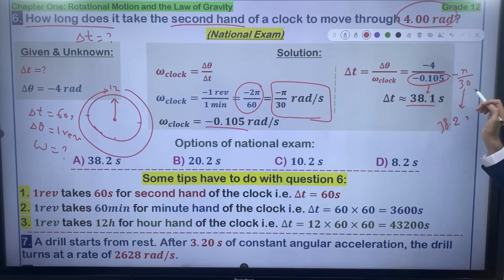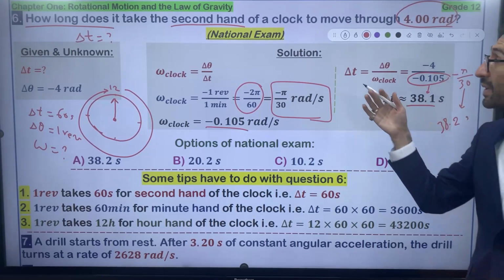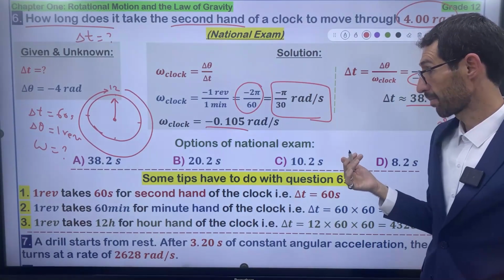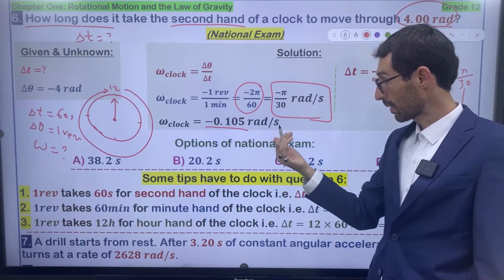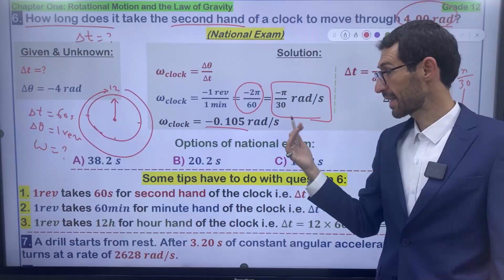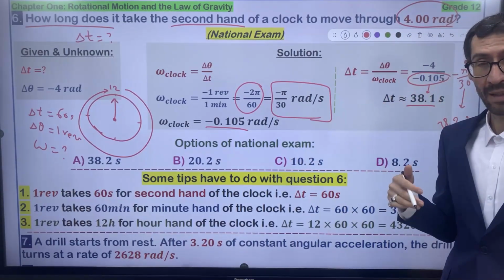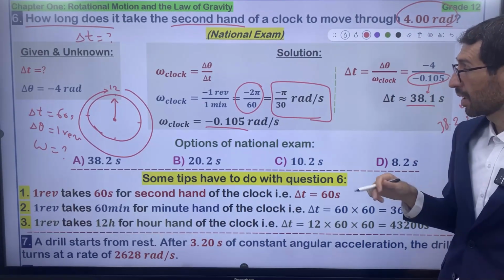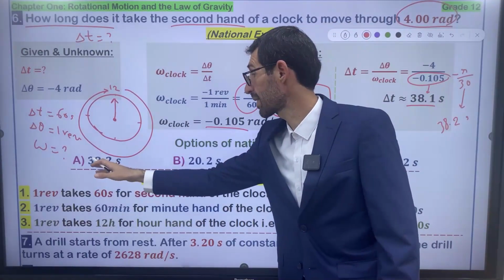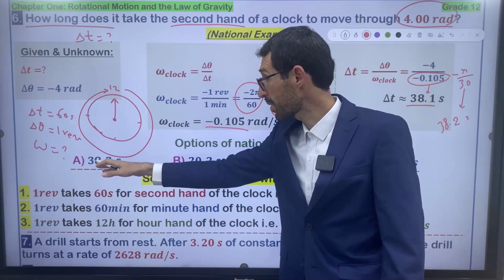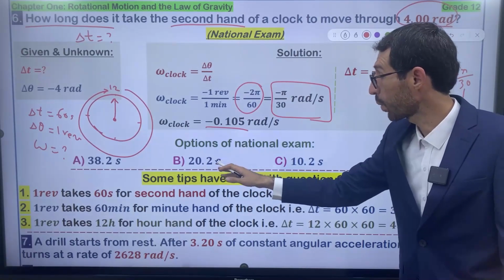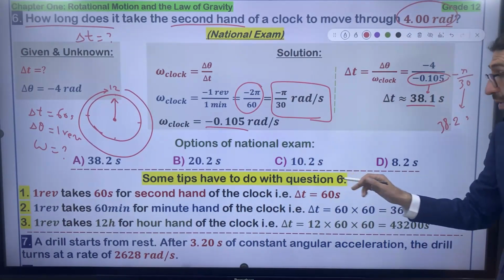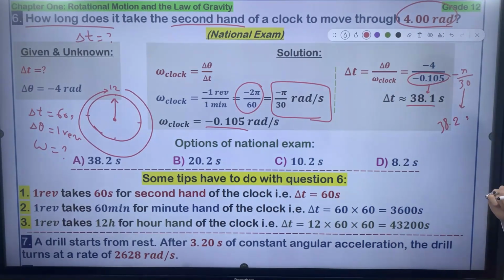And this is the answer, 38.1 or 38.2. I told you this question is a question of the final exam, right? So in the final exam, I took the options from one of these exams. What are the options? Option A is 38.2 second, B 20.2 second, C 10.2 second, D 8.2 second.